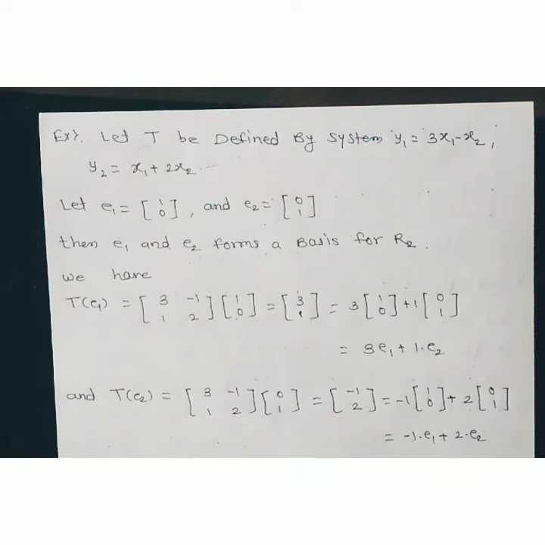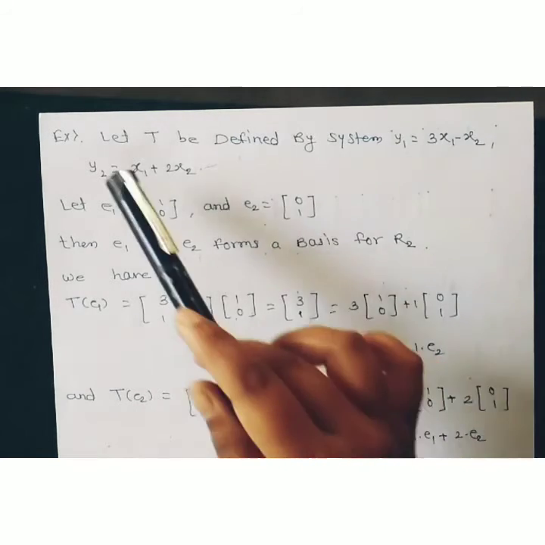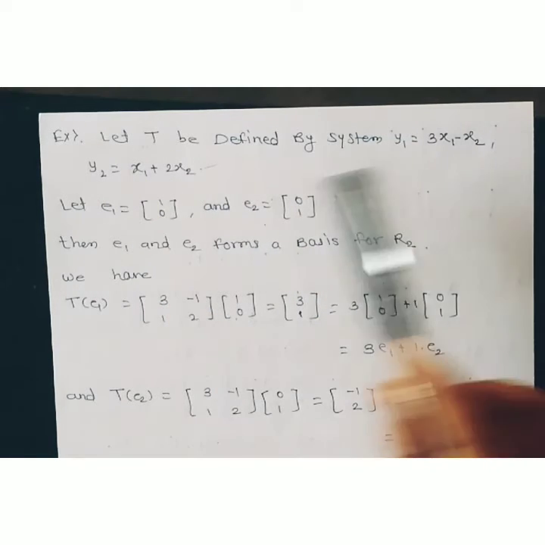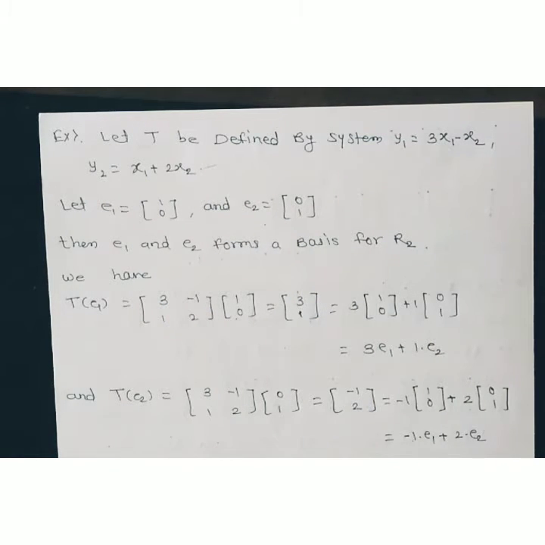Now we have given e1 and e2 as a basis for R2. Why is R2 considered here? Since y1 and y2, two coordinates, are given, and in x1 and x2 there are also two coordinates given.